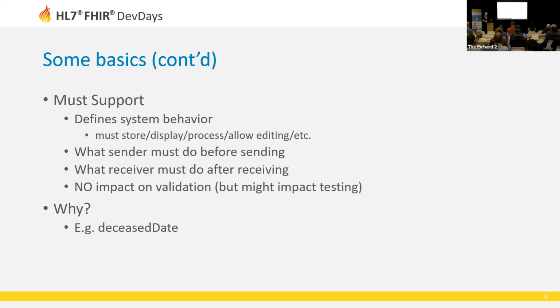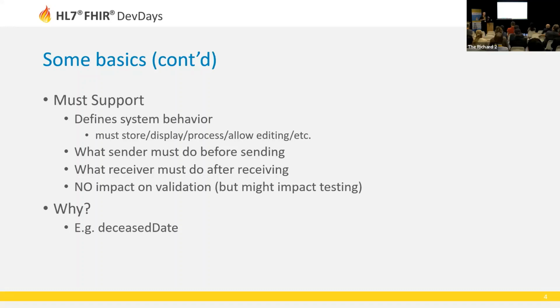mustSupport is not used when you're validating your instance. In fact, you can't evaluate whether somebody complies with mustSupport looking at an instance. The only way that you can tell whether somebody is meeting a mustSupport requirement is looking at the behavior of their system, either before they produce the instance or after they're consuming the instance. It is focused on things like, are you storing it? Are you displaying it in your user interface? Are you allowing a user to capture new values for it? Are you considering it as part of your decision support logic?